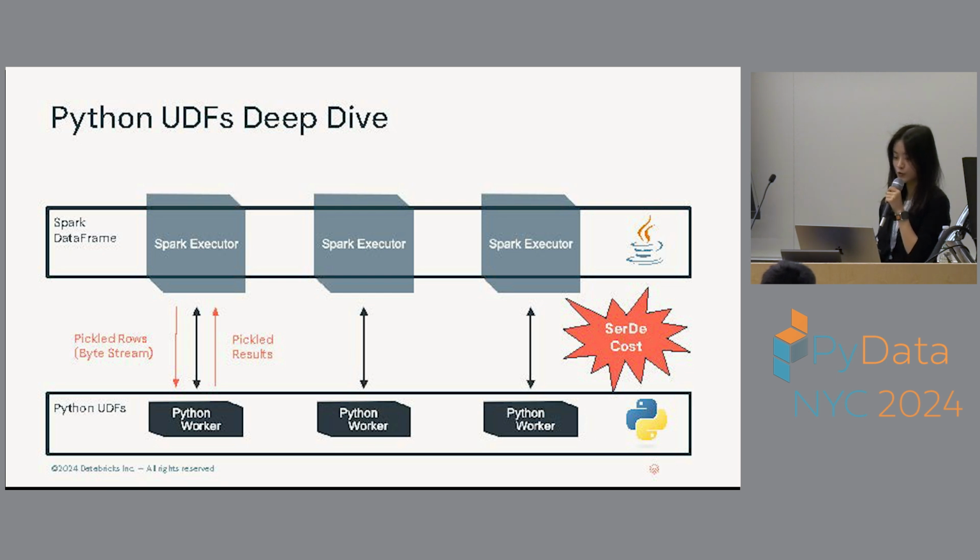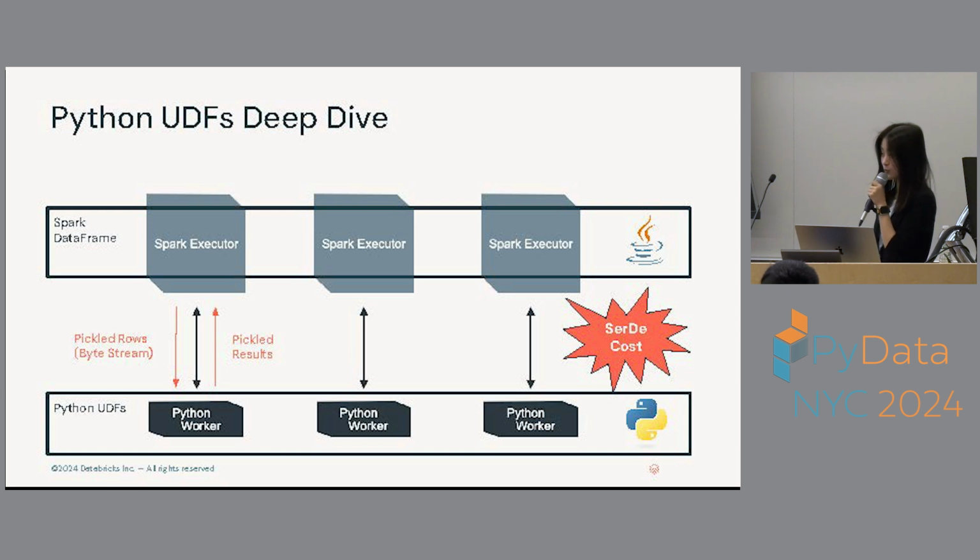The pickle module that we use in Python is more of a general purpose serializer. It can handle any arbitrary Python objects, such as classes and functions, but it's not really optimized for performance. So when you have millions or billions of rows, this overhead can quickly add up and slow down the entire Python UDF execution.